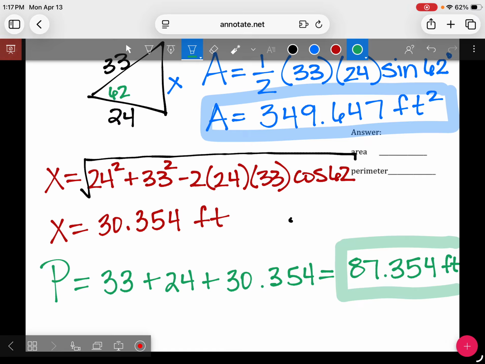All right, so let's talk about it. Law of cosines. You take the sides you know, 24 squared plus 33 squared, minus 2 times the sides, cosine of the angle. You just type the whole thing under a square root in the calculator. And then after you get the third side, you add all three together to get your perimeter.